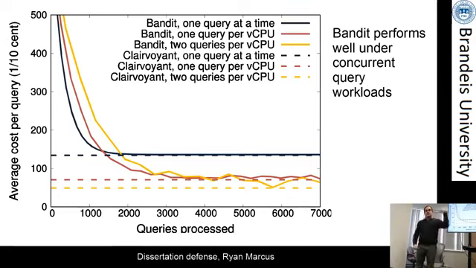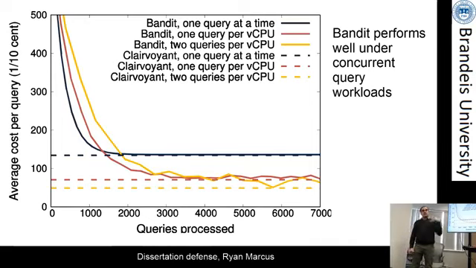So you can see that Bandit's curve initially starts out really terribly. It's spending a whole lot of money on average per query, and eventually converges to that dashed line, which is the greedy optimal. If we increase it to running one query per virtual CPU, so if we have an Amazon node with 2 virtual CPUs, now we run 2 queries at a time, the performance gets a little spikier. That's the second highest pair of lines. But again, Bandit converges to that nice clairvoyant greedy solution.